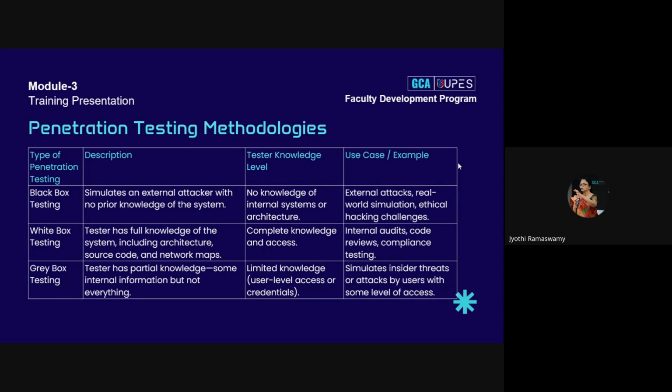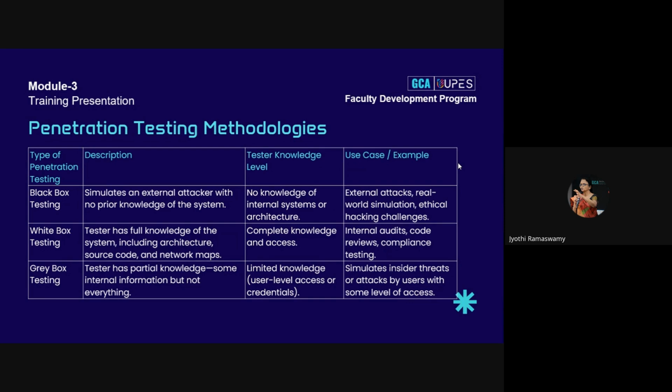Code review, we have the code with us. So code review is white box testing. Compliance testing. Suppose I am going for an ISO 27001 audit. So I get all the details related to the controls and then I test. So that is also like an audit, right? Compliance testing is like an audit. So that is all coming under white box.